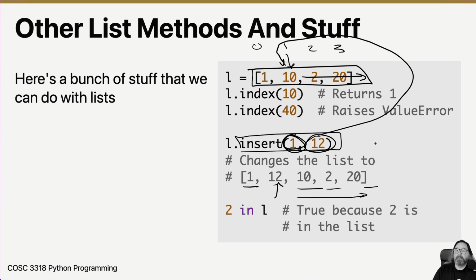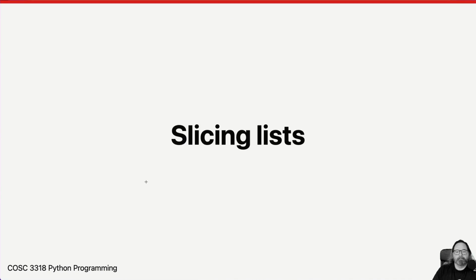So remember, lists are sequences. They keep order. So when I put this 12 in here, everything after it is still in the same order. It's just at a new index.